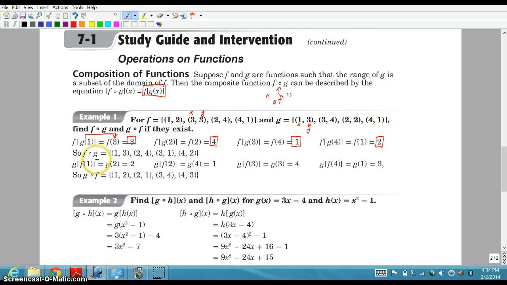So f of g is equal to 1 comma 3, so the x that we first plugged into the g and then ended up with 3 as our final output there, so 1 comma 3, 2 comma 4, 3 comma 1, 4 comma 2. That is the final answer for f of g of x, is what we say.